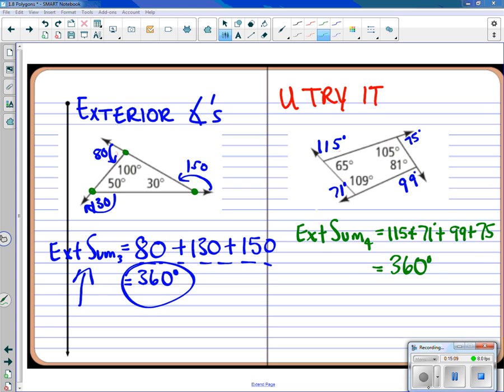Now that's what's neat. Depending on how many sides the shape has, the interior angles add up to something different for each shape. 3-sided is 180, 4-sided is 360, a 5-sided figure is 540, but no matter what kind of shape it is, the sum of the exterior angles is 360 degrees.